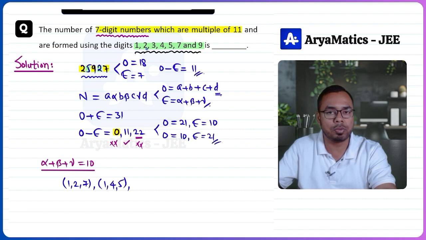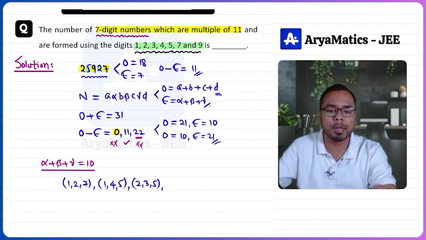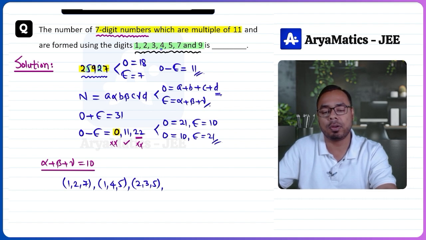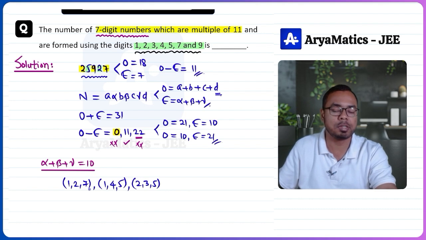Next, we can start with 2. If I take 2 and 3, that will be 5. Another 5 will make it 10. So 2, 3 and 5 is another possibility. We have to pick 3 numbers from here so that their sum is 10. If I take 2, 4, we need another 4, but we cannot repeat. Then 3, 4, 5 will be more than 10. So these are the only 3 ways in which you can select 3 numbers from here so that their sum is 10.